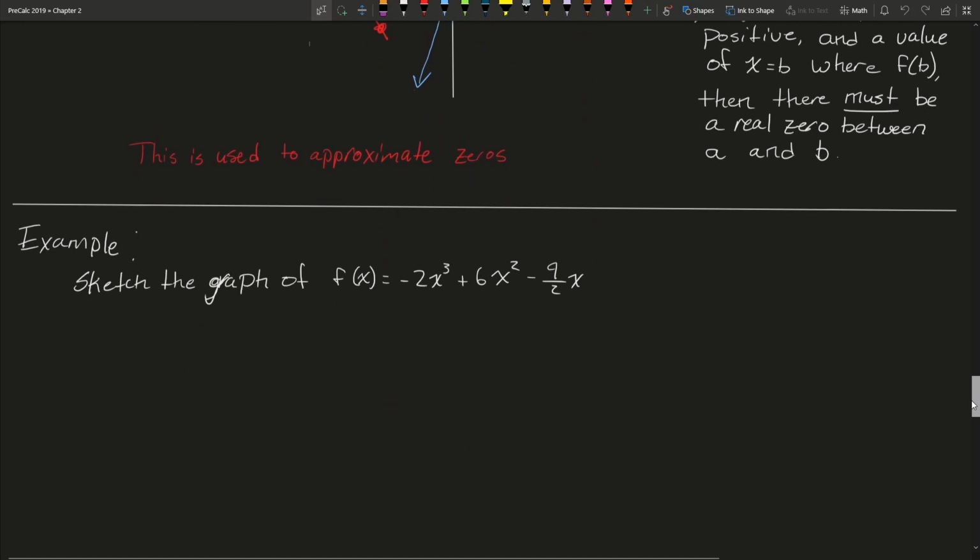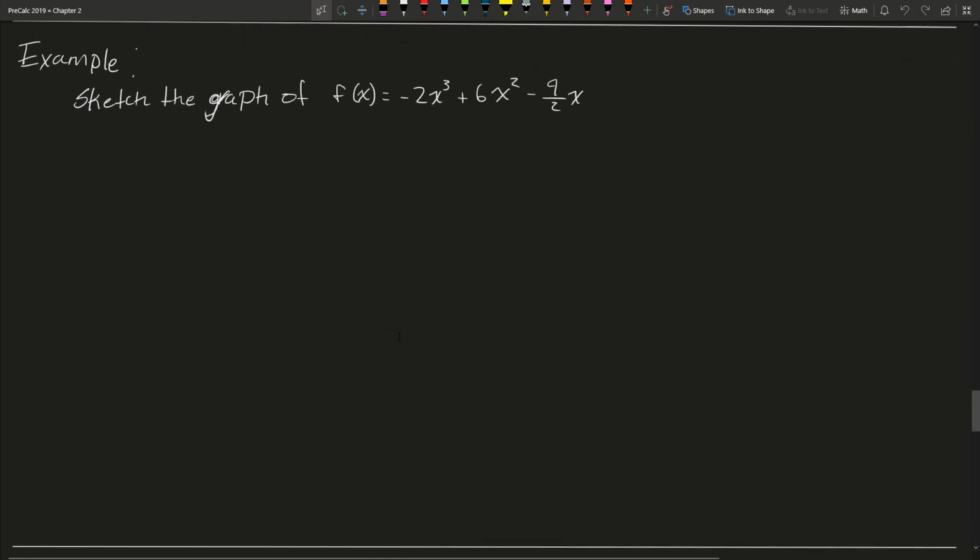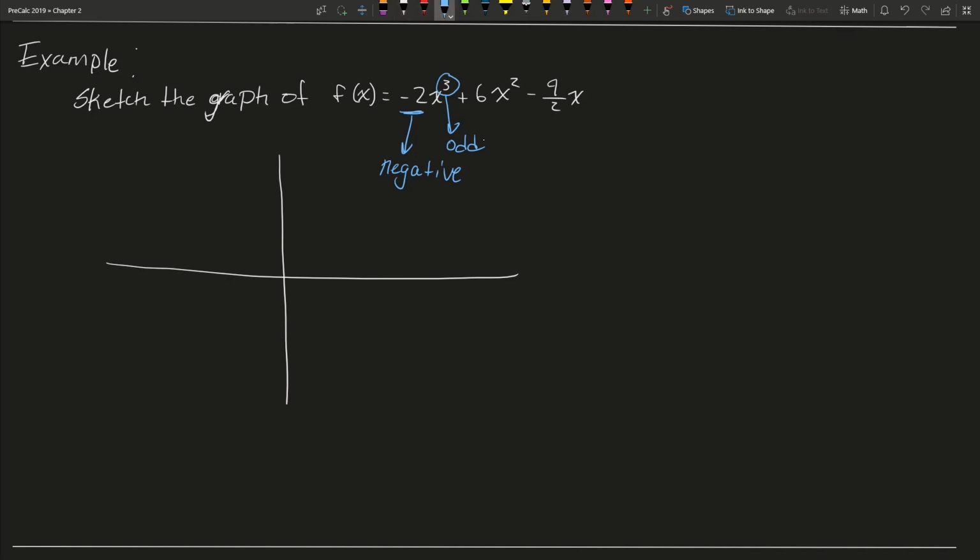So for example, using all the tools we've just gone over, let's sketch the graph of f of x equal to negative 2x cubed plus 6x squared minus 9/2 x. The first thing we can do is look at the degree of the polynomial, which is 3, which is odd. And the leading coefficient is negative 2, which is negative. So we already know a couple of things. First, that our graph will start up high and end down low.